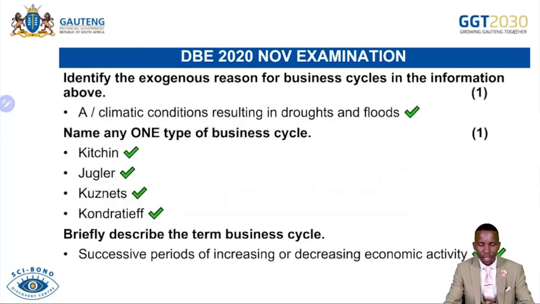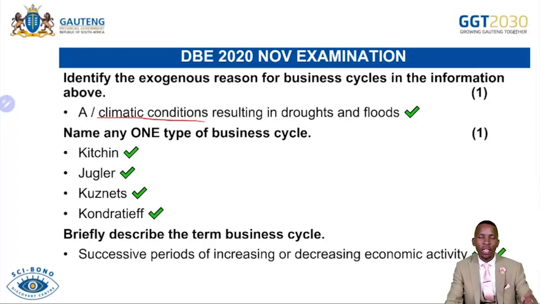Identify exogenous reasons for business cycles in the information above. A climate condition resulting in the drought. So a climate condition, and then drought. And then name any one type of business cycle, and then you simply mention it's seasonal, juglar, Kitchin, and Kondratieff. None of them are there.